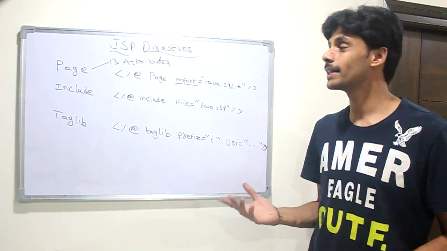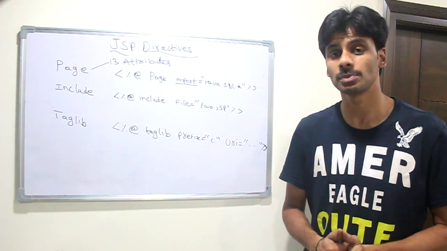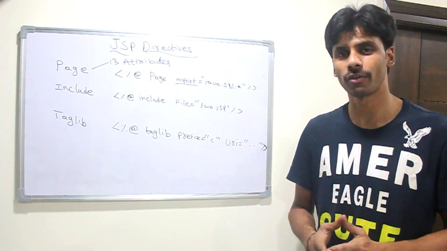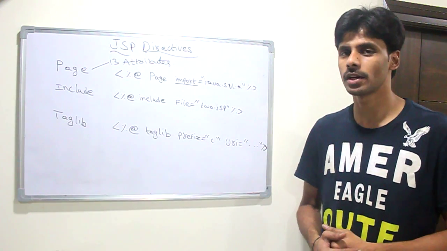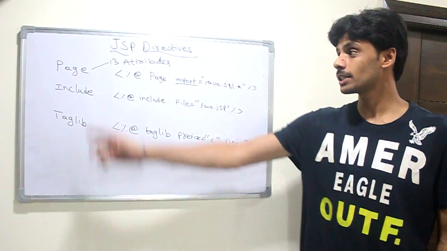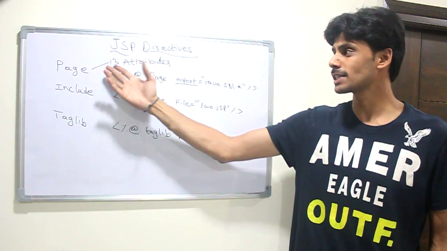From this video, you will learn the three different JSP directives, which provide the structure for a JSP page. That's the responsibility of the directives. The first directive is the page directive, which has 13 attributes.